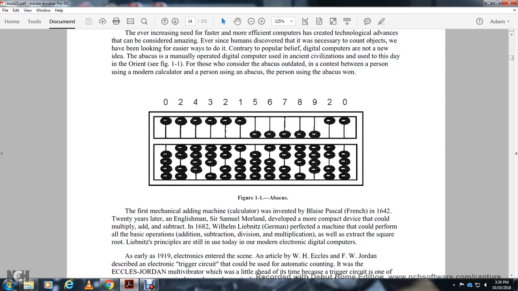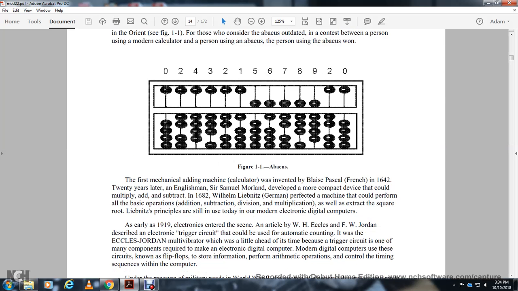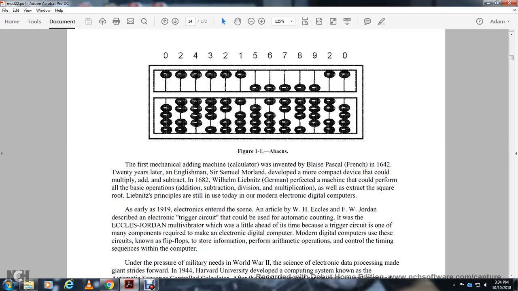The first mechanical adding machine, a calculator, was invented by Blaise Pascal in 1642. Twenty years later, the Englishman Sir Samuel Morland developed a more complicated device that could multiply, add, and subtract. In 1682, Gottfried Leibniz perfected a machine that could perform all the basic operations: adding, subtracting, division, multiplication, as well as extracting the square root.